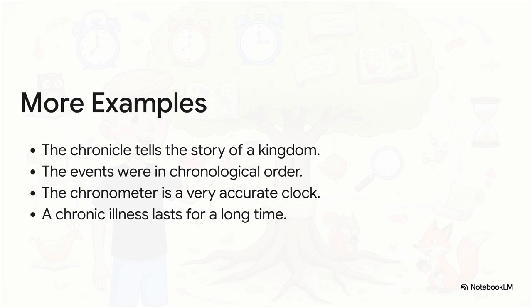Let's quickly scan these last examples to see just how flexible this root is. We go from reading a chronicle about an ancient kingdom to putting daily tasks in chronological order to a ship captain using a chronometer to get the exact time, all the way to knowing a chronic illness is one that persists for a very long time. It's the exact same puzzle piece powering all these different ideas.